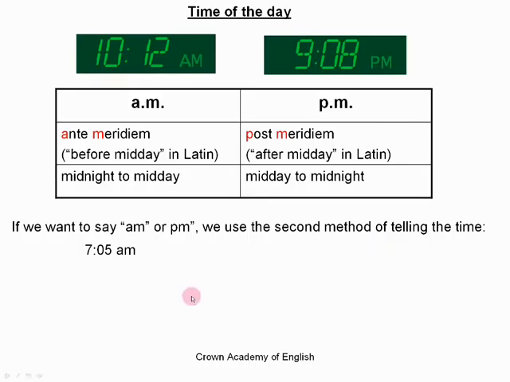Example. If this is the time, then when we say this time, we say 7:05 AM. That is correct. But we do not say 7:05 AM. Okay? We do not say 7:05 because we are saying AM. If we say in the morning, then this is okay. So that is wrong, but we could say it is 7:05 in the morning. That is okay. But 7:05 AM is wrong.